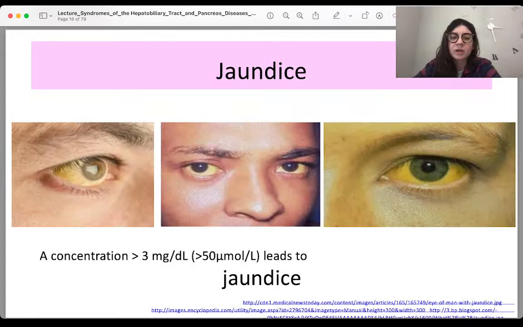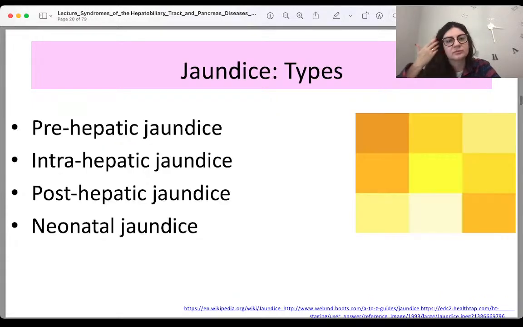This is the typical clinical picture of jaundice. We said in the definition that it is a yellowish discoloration of the skin, and very specifically it is coloration of the sclera. That is what you see in this picture. Types of jaundice include prehepatic jaundice, intrahepatic jaundice, posthepatic jaundice, and neonatal jaundice. These are the 4 main types.